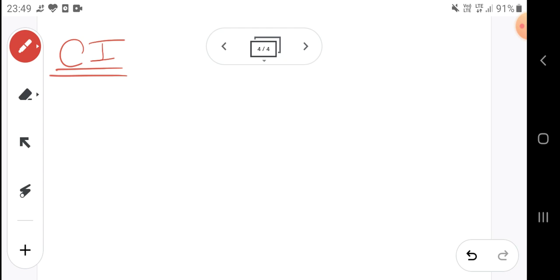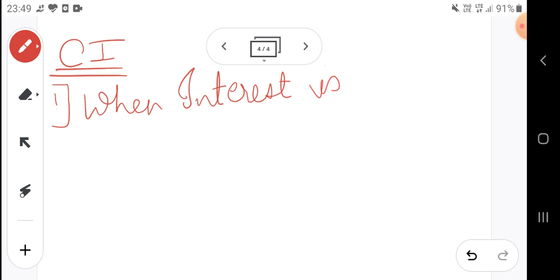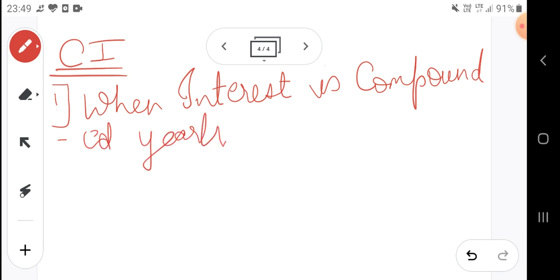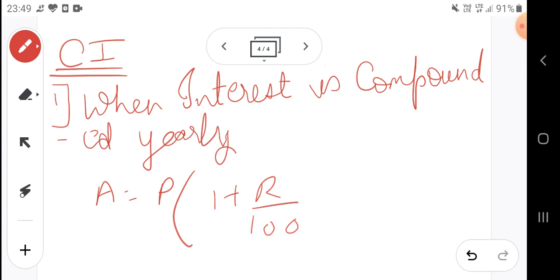Now, when interest is compounded yearly, case 1, the formula that comes to us is Amount equals P (1 + R/100) raised to power T. T means time. Okay.